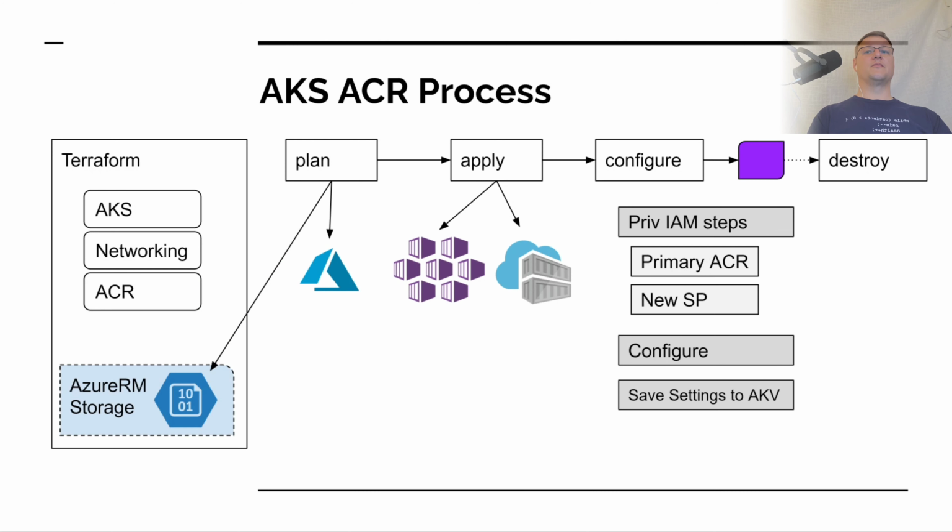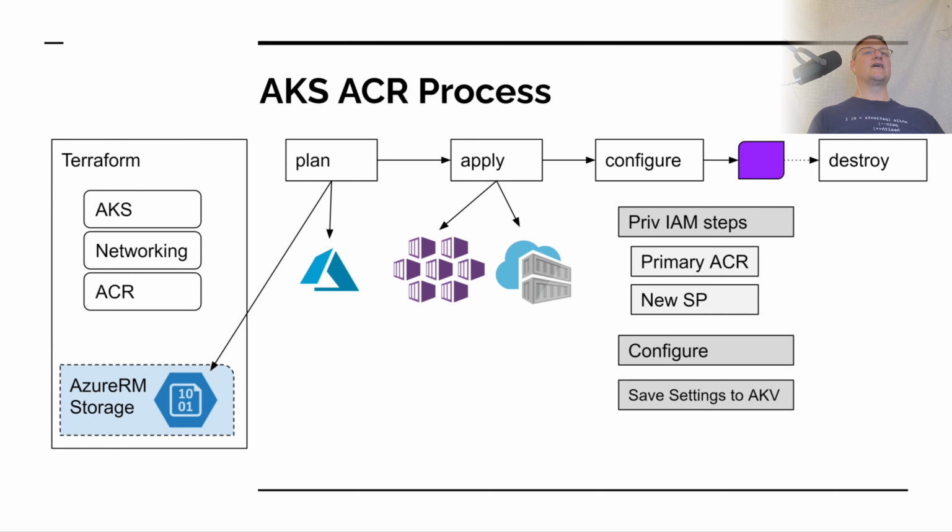Let's talk a little bit about the process. So I have AKS and ACR tied together here, so I kind of do them as one lockstep. The Terraform is going to create the container registry. It's going to create the Kubernetes cluster, and it's going to take care of that networking layer as well.